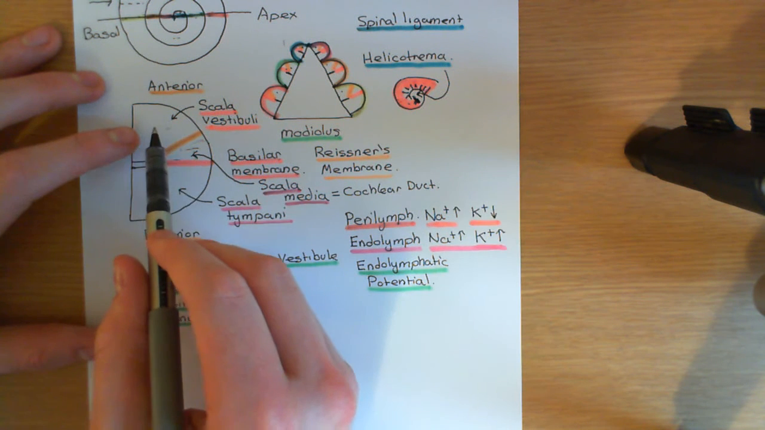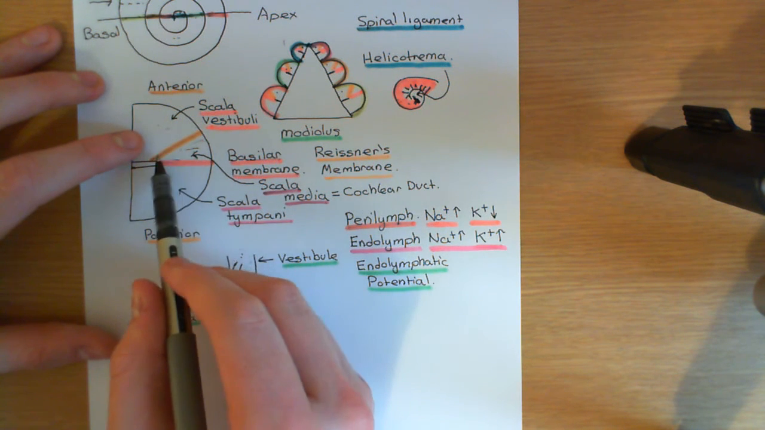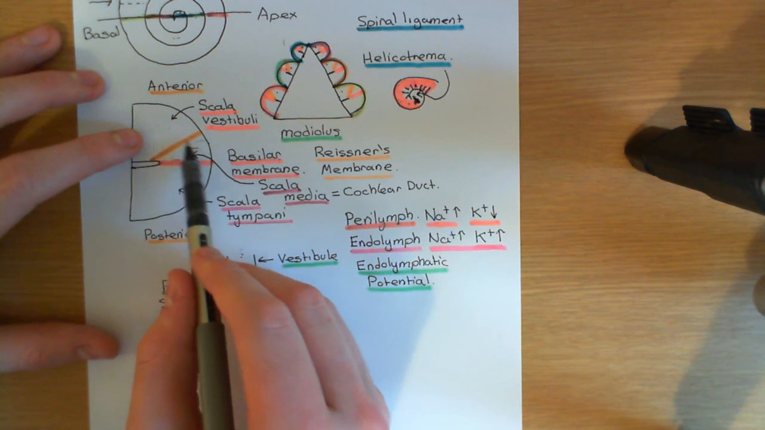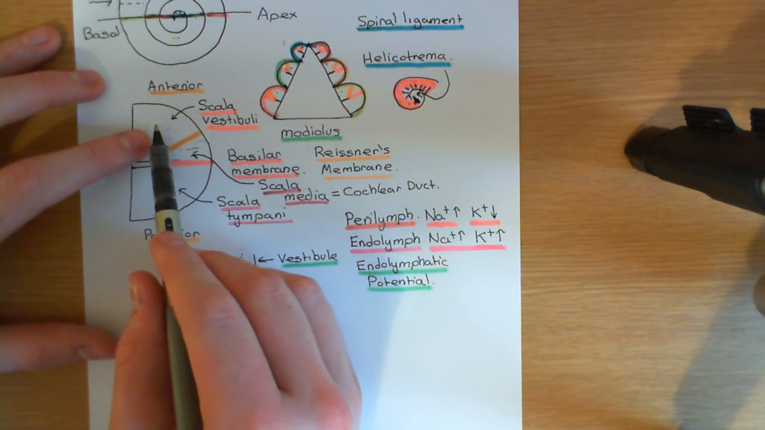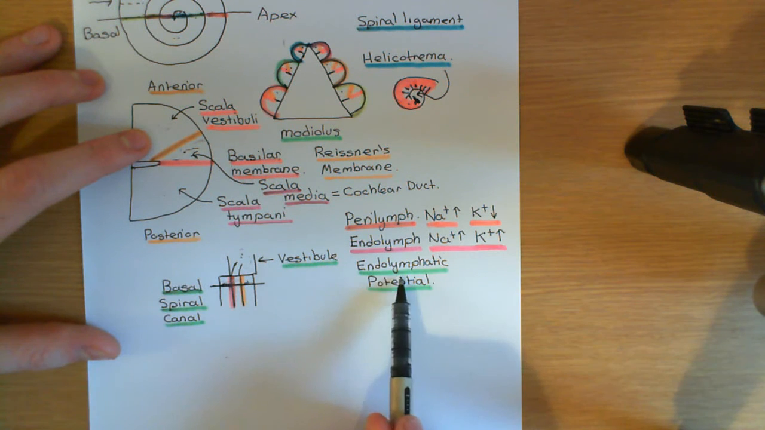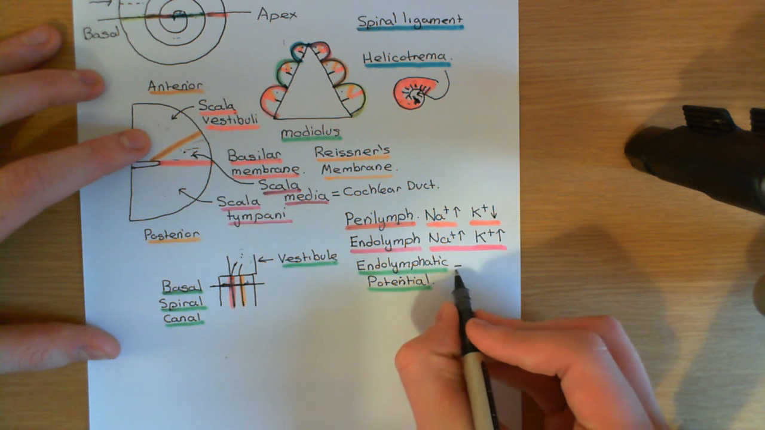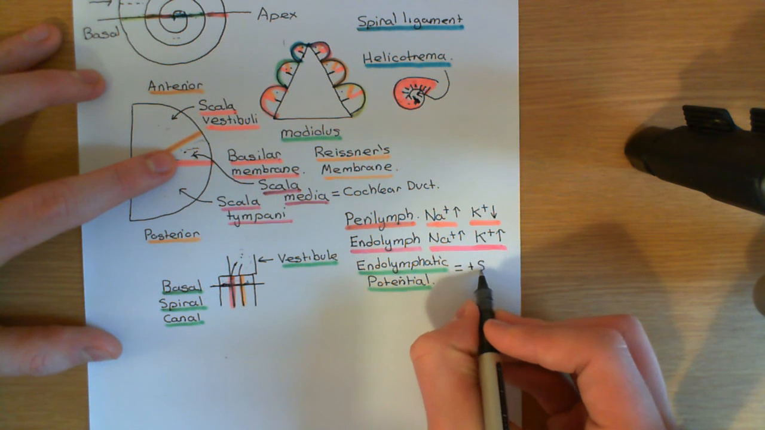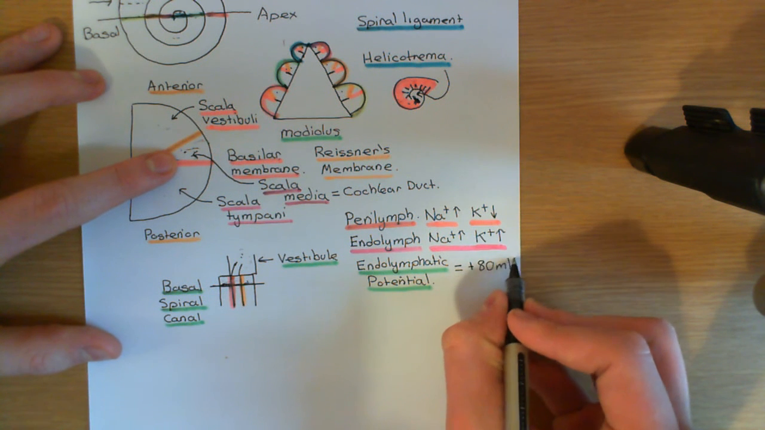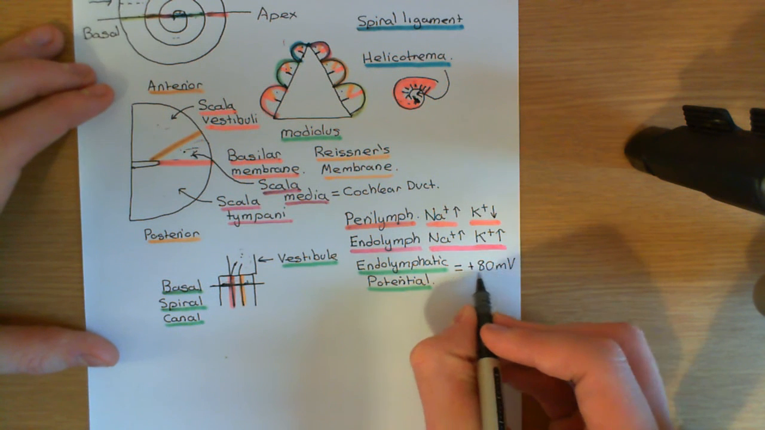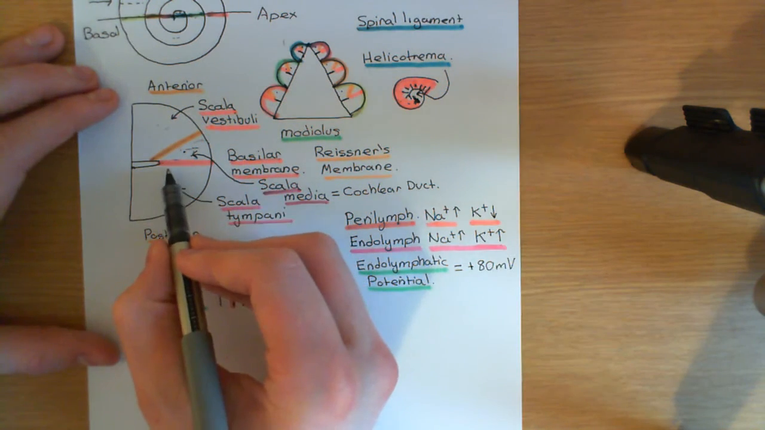Now, the perilymph compartments and the endolymph compartments aren't continuous with one another. Therefore, it could be possible for there to be a difference in the electrical potential of the two points, i.e. the electrical potential of the perilymph might not be the same as the electrical potential of the endolymph. And indeed, that is the case. And this is referred to as the endolymphatic potential. So what actually occurs is that the electrical potential of the endolymph is 80 millivolts higher than the electrical potential of the perilymph. So there is an electrical potential difference of plus 80 millivolts across, for instance, the basilar membrane or Reissner's membrane.